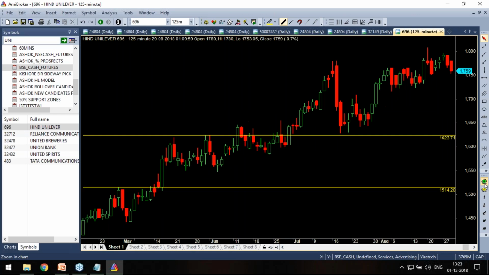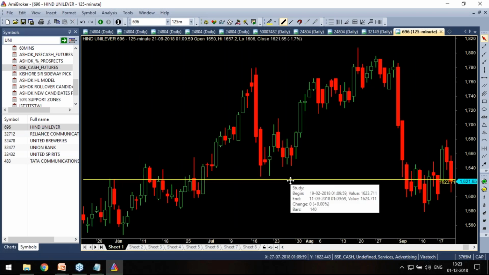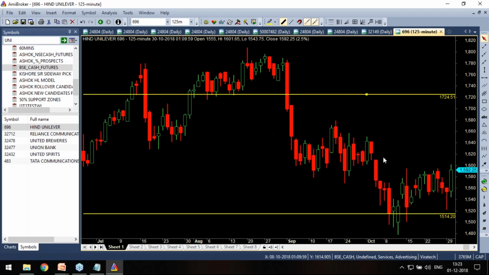That's a major SR. Price broke up, came down, formed a high, and it engulfed. We can look forward to trade here also. Price didn't come back. See, price many times didn't come back at all. Now it broke here. See this one. Now it's broken. Let's see what it did.